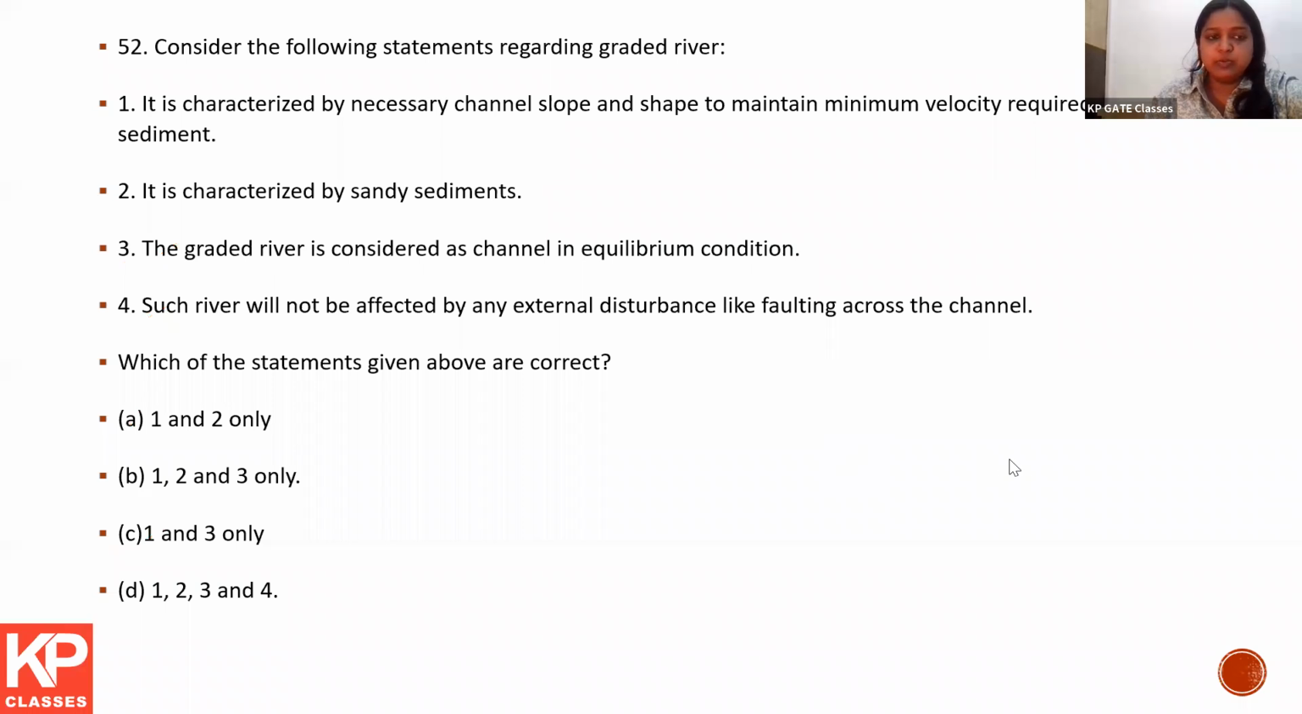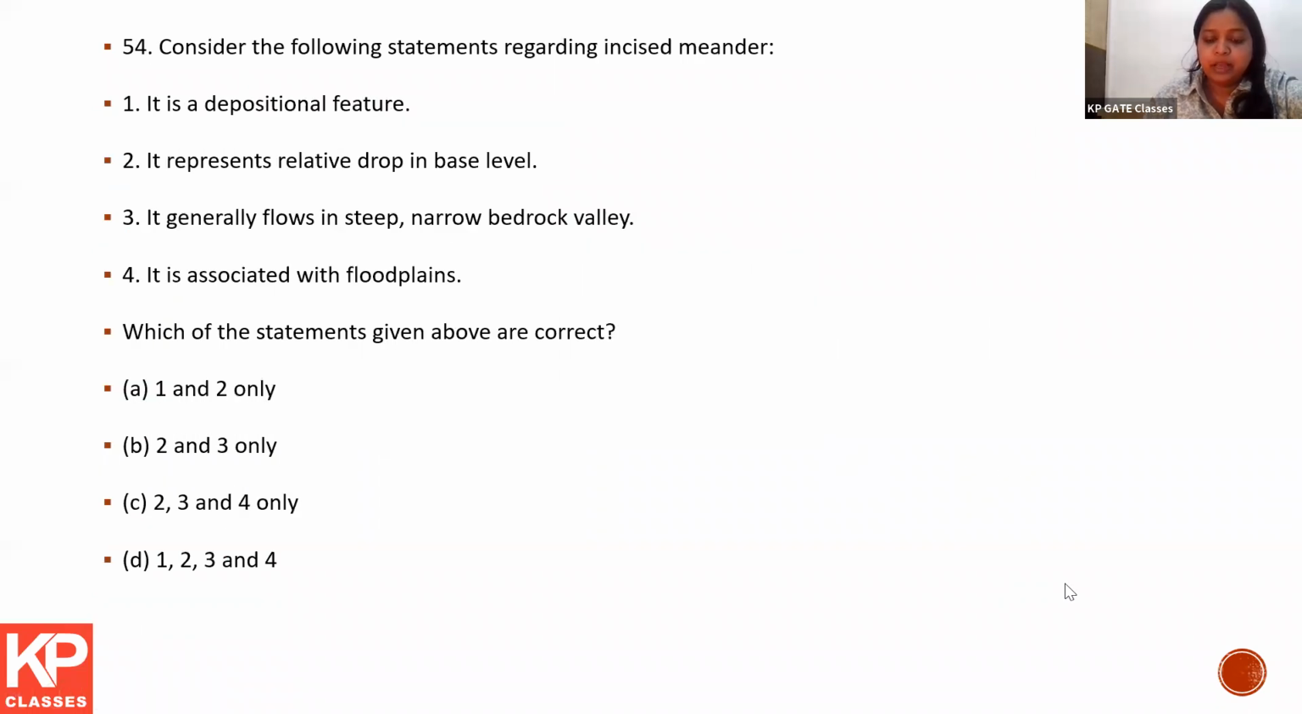Now let's go to the next one. Consider the following statements regarding incised meander. We have to choose the correct statement. It is a depositional feature. No, it is an erosional feature.